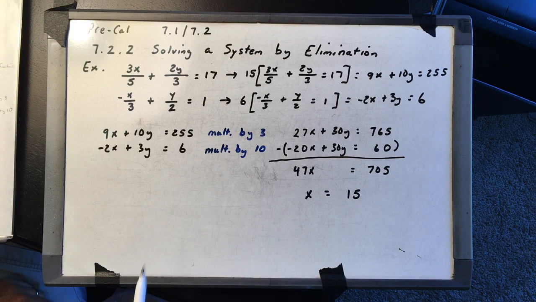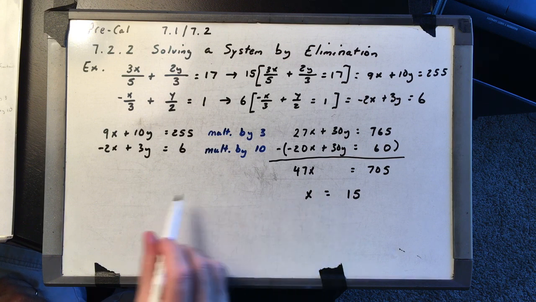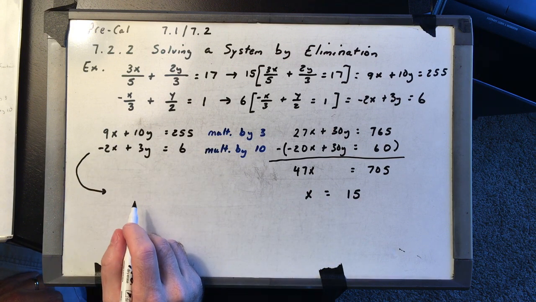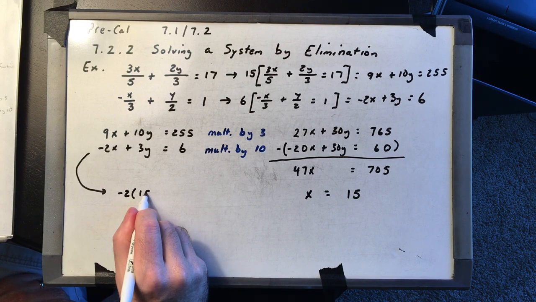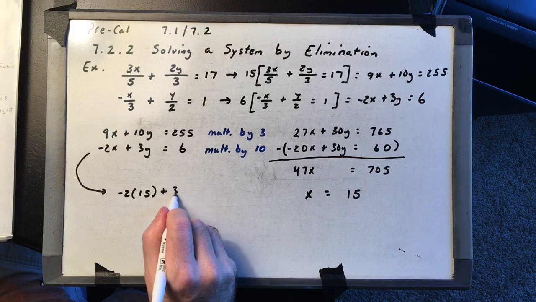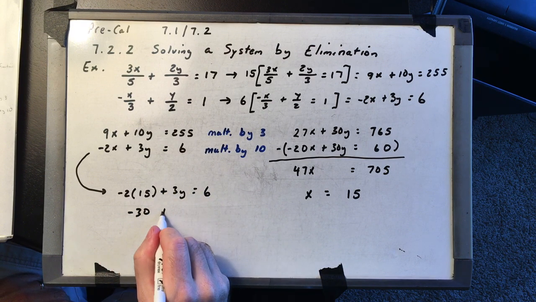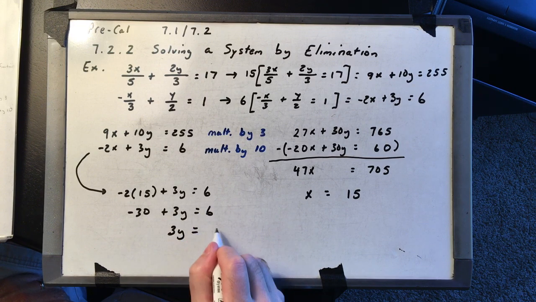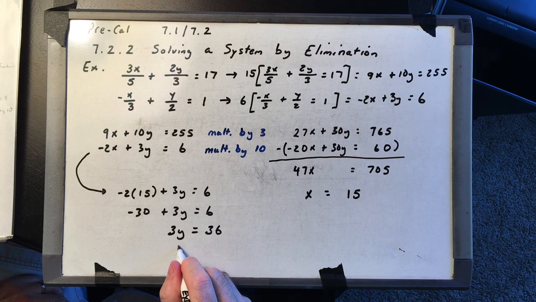Now what I'm going to do is use the simpler of the two equations and substitute 15 in. And I think that obviously the second one is the most simple equation. So we'd have negative 2 times 15 plus 3y is equal to 6. It's negative 30 plus 3y is equal to 6. 3y is equal to 36. Adding 30 to both sides, so y is equal to 12.